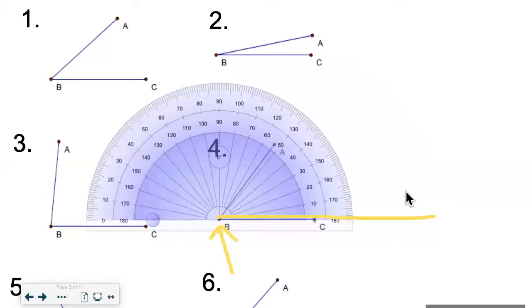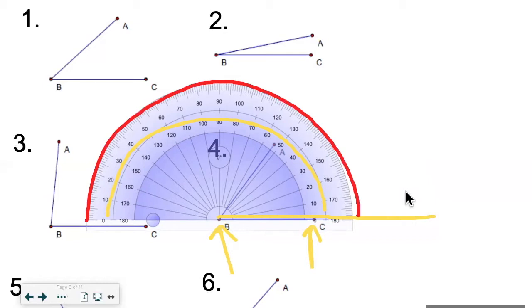In the 0-degree line, you can see that there are two scales. There's this interior scale that goes from 0 to 180 in a counterclockwise direction. And then there's this exterior scale, or the upper scale, that goes from 0 to 180 in a clockwise direction. The scale that you use depends on which way the angle opens. This angle is opening up this direction to the right. And so because of that, we're using the lower scale.